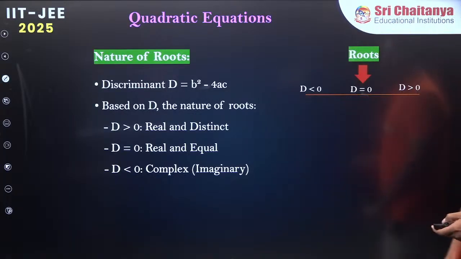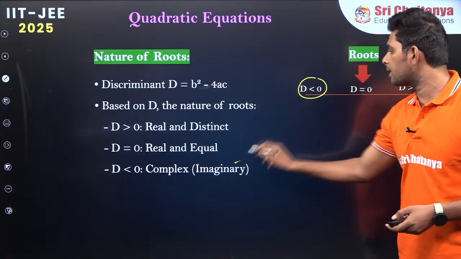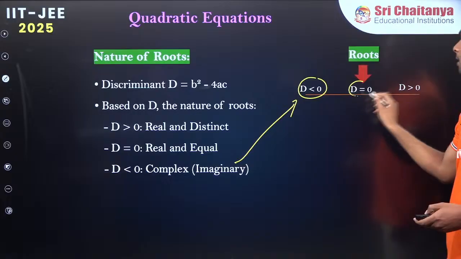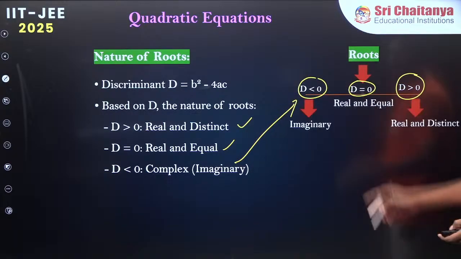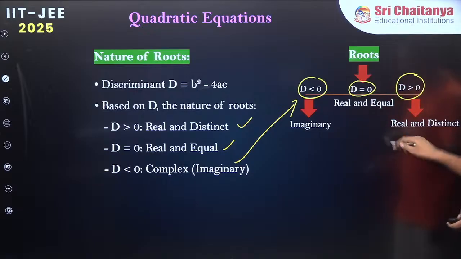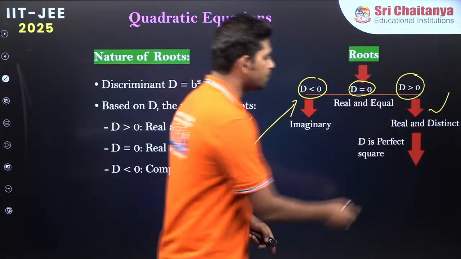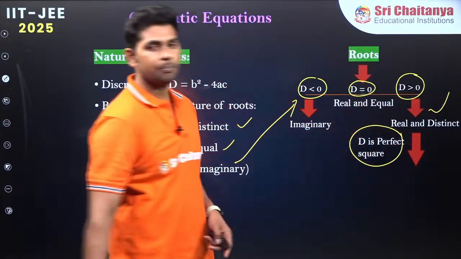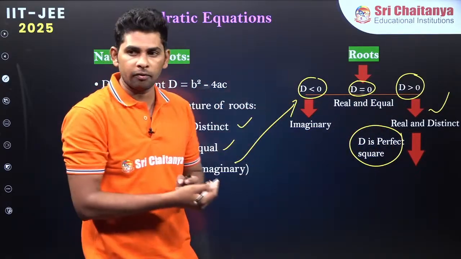So roots we are going to take. First, if the discriminant is negative, then obviously you are going to get imaginary numbers, and if the discriminant is equal to 0, this one you are going to get, and if the discriminant is positive, real and distinct we are going to take, that I have given already. Now again, real and distinct, in this again, if D is a perfect square, then you are going to end up with rational numbers. Just now we have seen a lot of questions there.